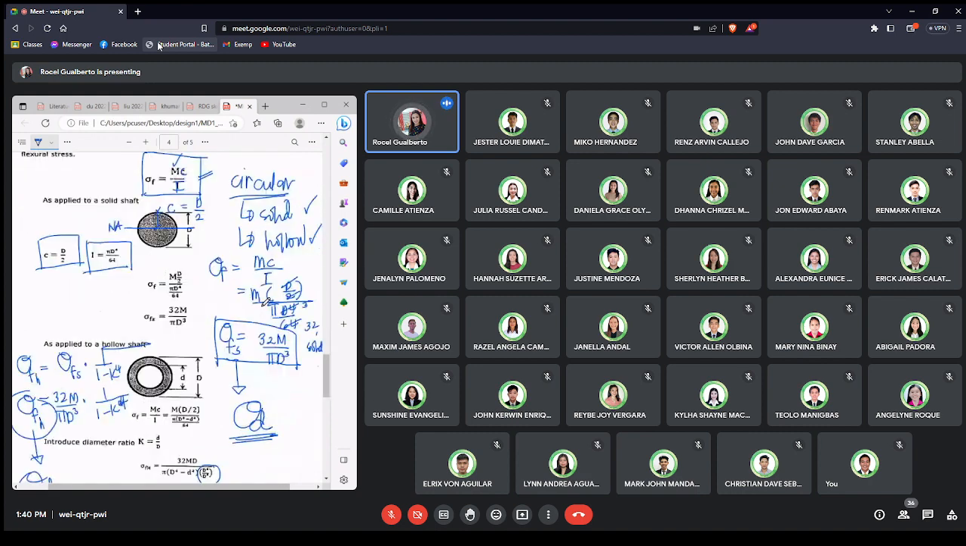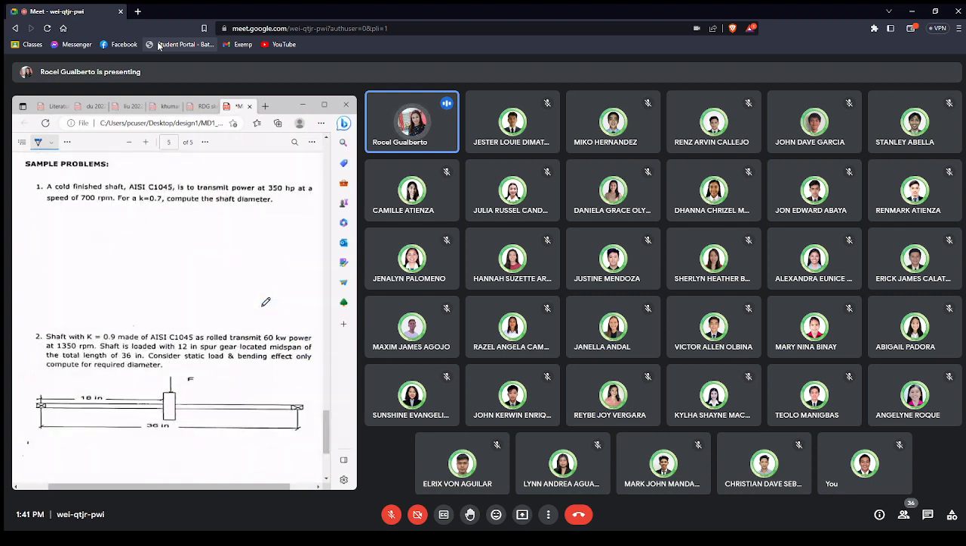So, let us have po sample problems here. So, unahin muna po natin yung 1. You try to solve first po yung 1. This is po under pure torsion.